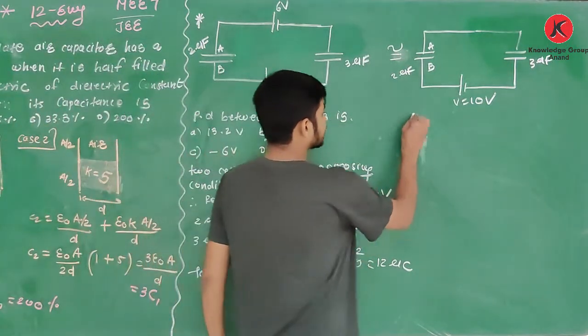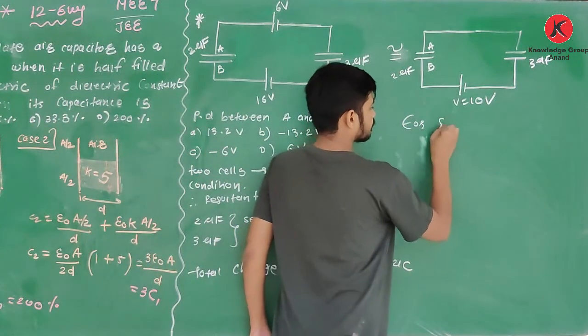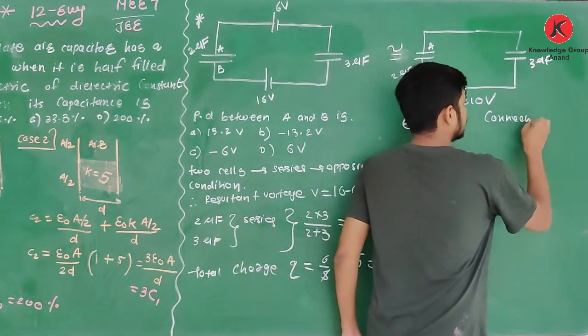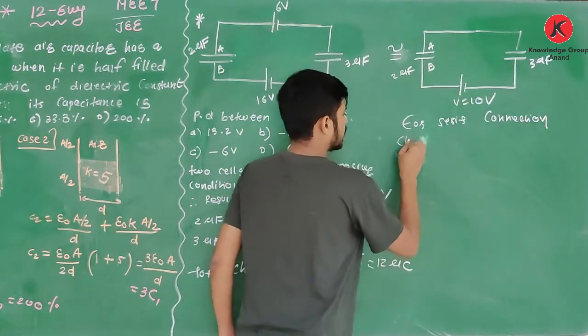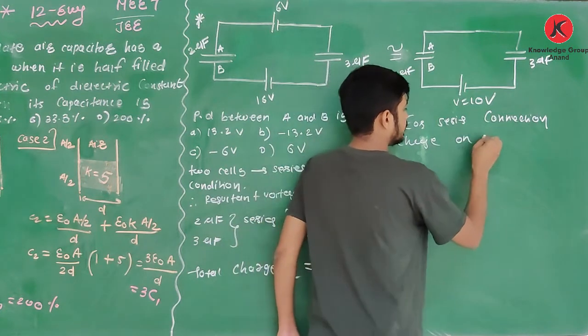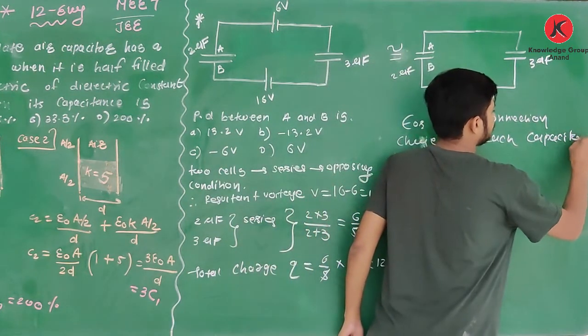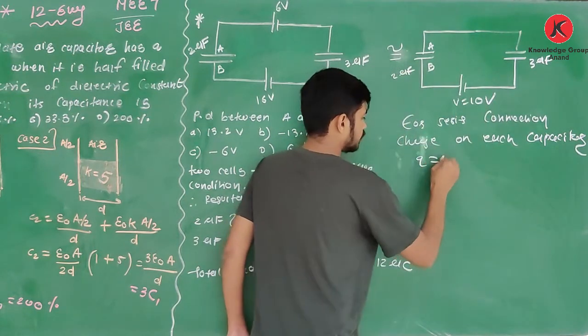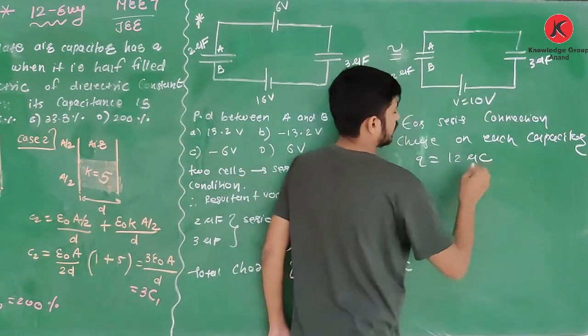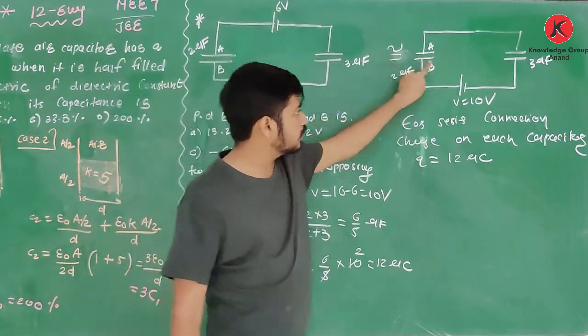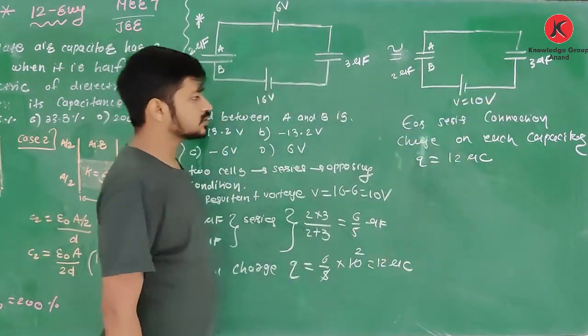So charge on each capacitor for series connection. Charge on each capacitor, Q, is equal to 12 microcoulomb. Okay, so on this capacitor charge is 12 microcoulomb, on this capacitor charge is 12 microcoulomb.